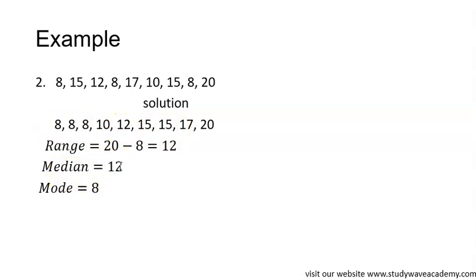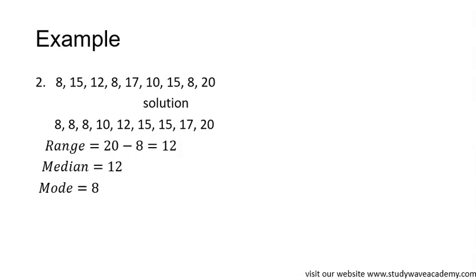Okay, and the mode is the number that appeared more, right? The number that appeared more here is 8, right? 8 appeared 3 times, so 8 is the mode. So for this data set, the range is 12, the median is 12, and the mode is 8. Okay, do you understand? I hope you are not confused.